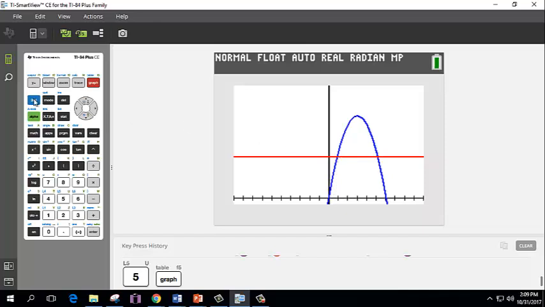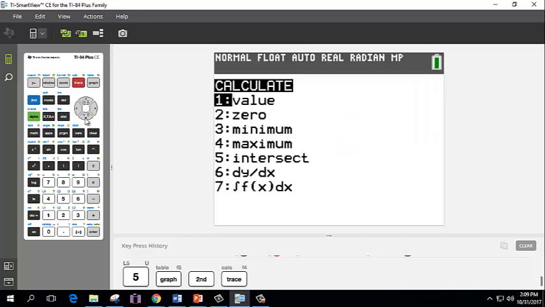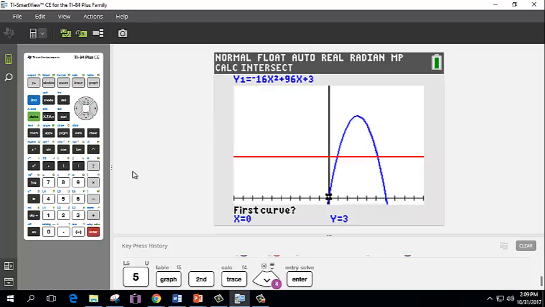So what you do is you go second trace and you're going to find the intersection. Take your tracer, go as close to the intersection as possible, enter, enter, enter, and there's your intersection. After 0.879 seconds, this will hit a height of 75 feet. So what's the answer?